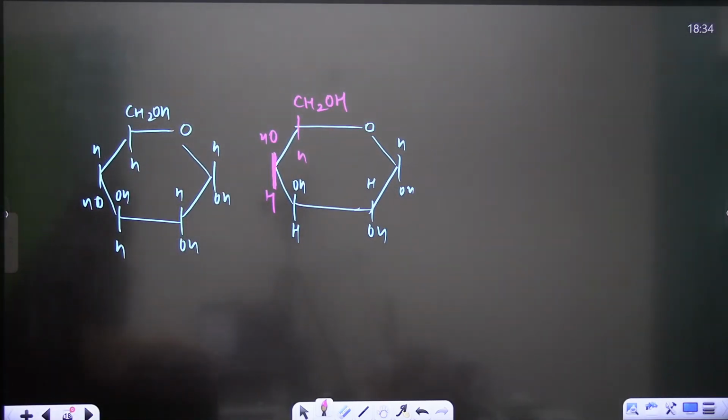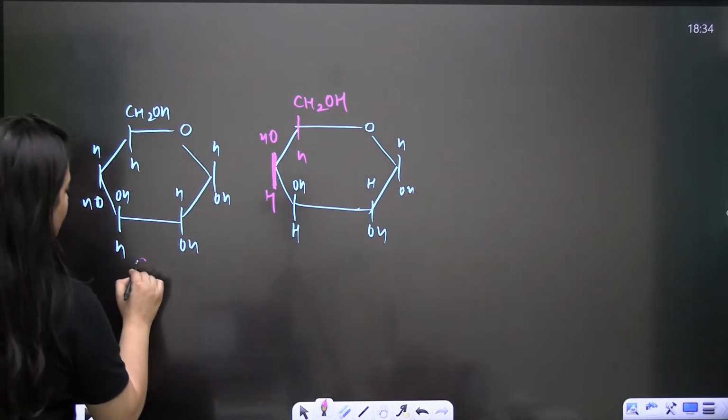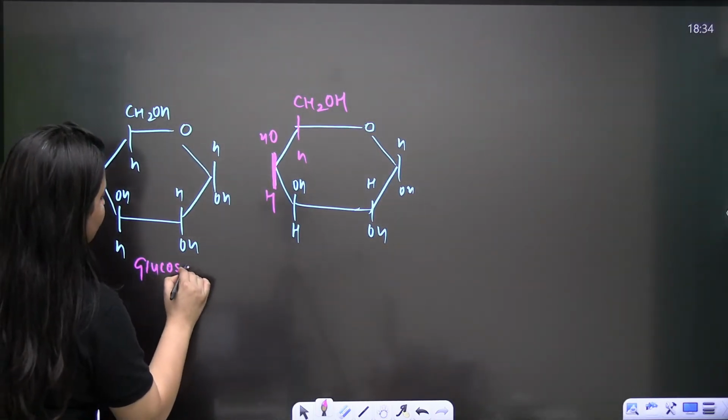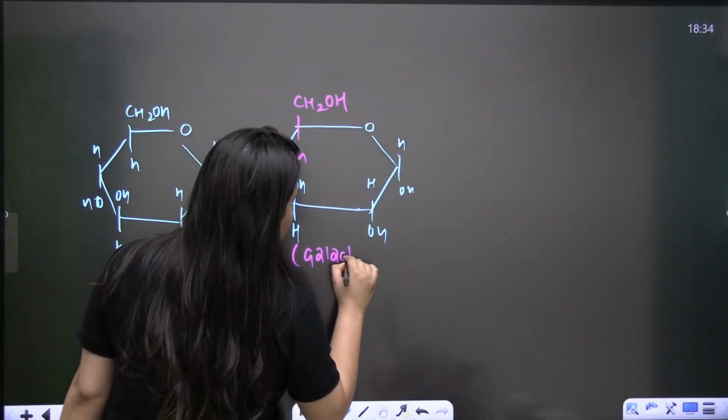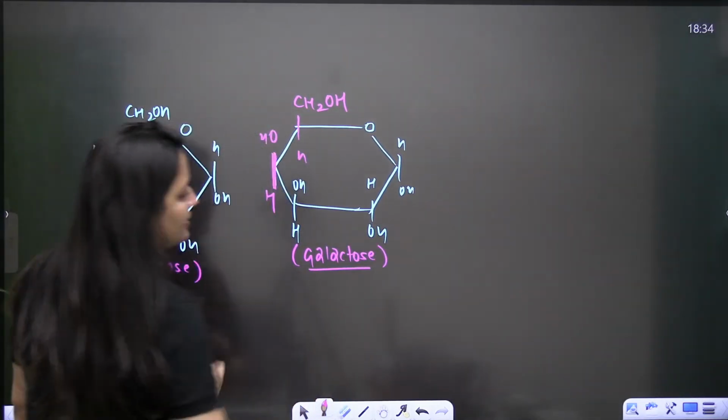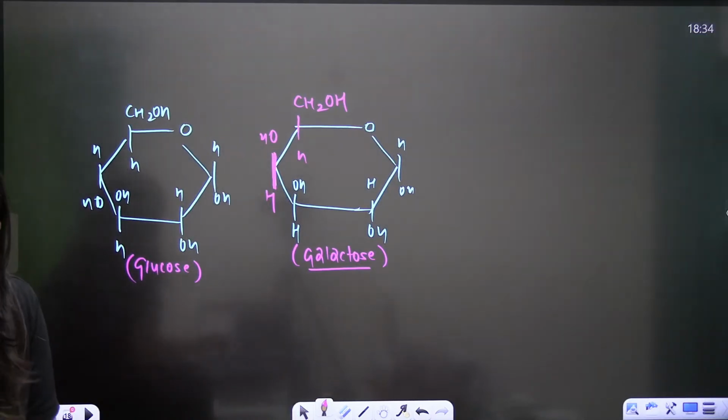It will be like this, right? It will be like this, yes or no? Tell me, yes or no? So that's it, that's all. So this one is your glucose and this one is your galactose. This one is glucose, this one is your galactose. Clear?